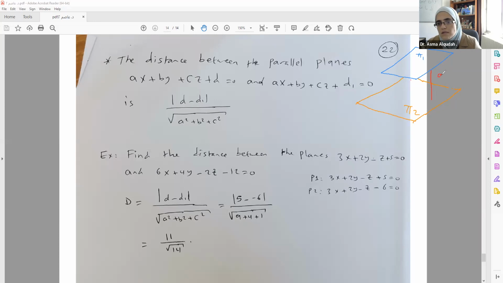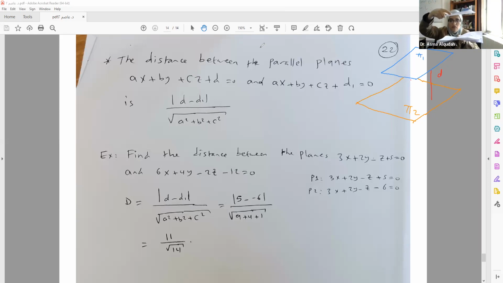Okay, so this is D. We want to find D. First of all, in order to find the distance between these two planes, the only case is that the two planes have to be parallel to each other. Okay, the two planes should be parallel to each other.